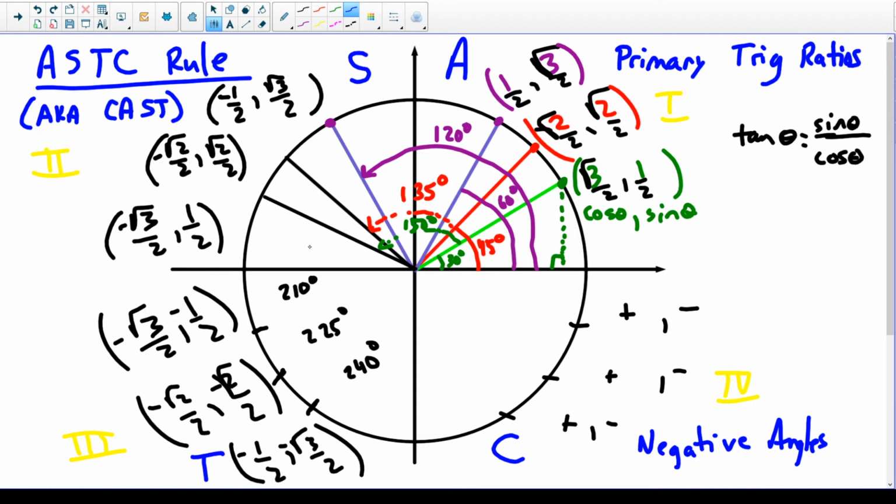And you can go all the way around the circle and find your related acute angle that way, which I actually have, I think, a slide coming up that shows examples of that. I'm going to pause there for a second. I know that that's a lot of information. Are there any questions or something you'd like me to go over a second time just to make sure you understand it?